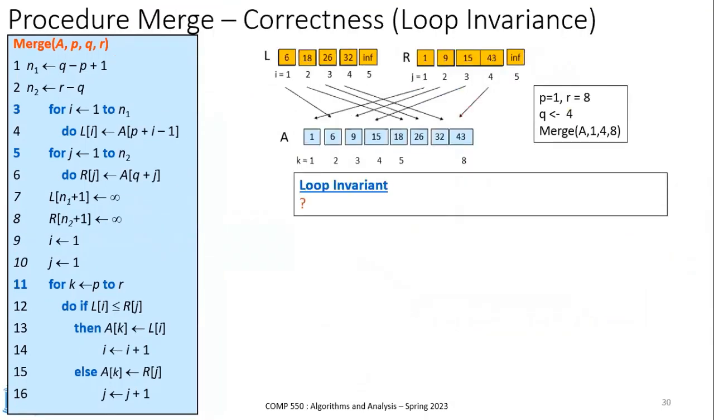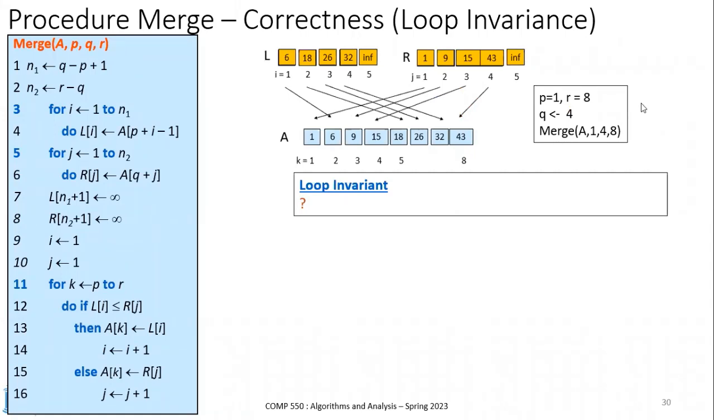So now let's take a look at the correctness of merge. Okay, just the merge portion. And first question is, what would be the loop invariant? So let's assume that we're going to be using loop invariants for this. And the question is, what should be the loop invariant for merge?